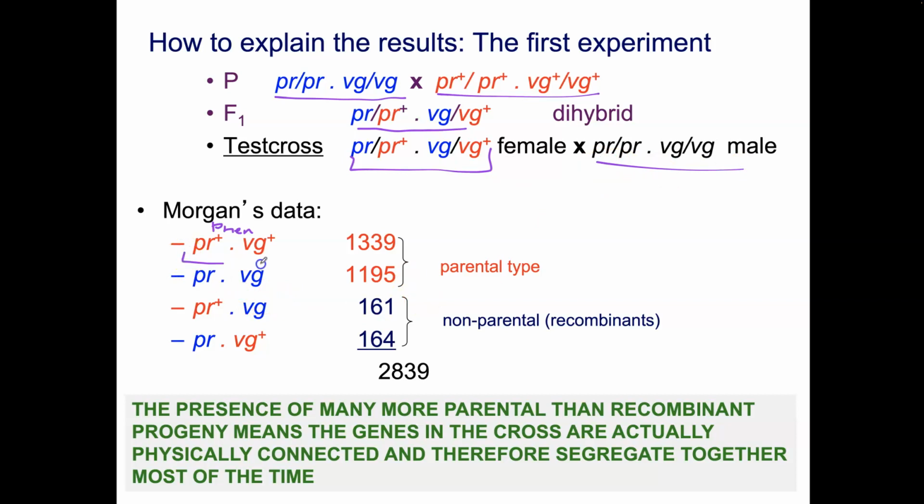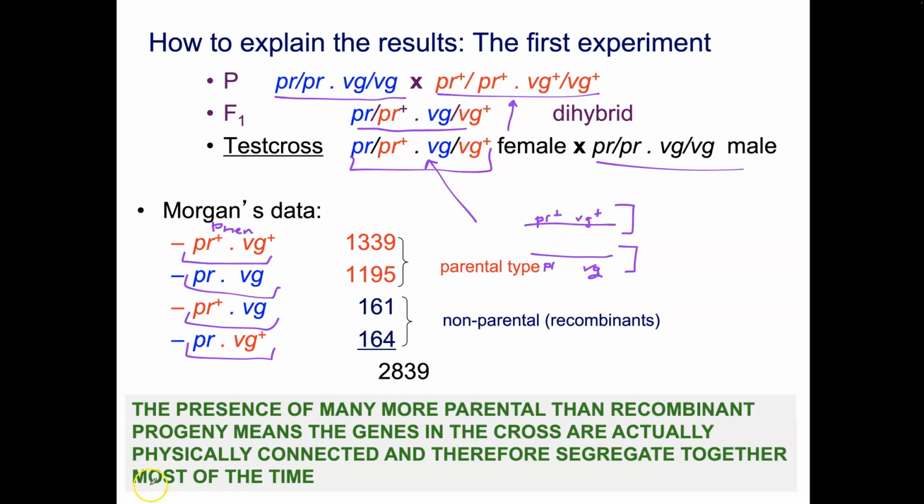So we see these two from this parent, and I've color-coded them that way, and these two from this parent, and then these are a mixture of non-parental types, or what we would call recombinant types. And this would suggest to us that the alleles are actually physically connected to each other on the same chromosome, so that when this parent makes gametes, most of the gametes are going to have either the two dominants because they're connected to each other, or these ones.